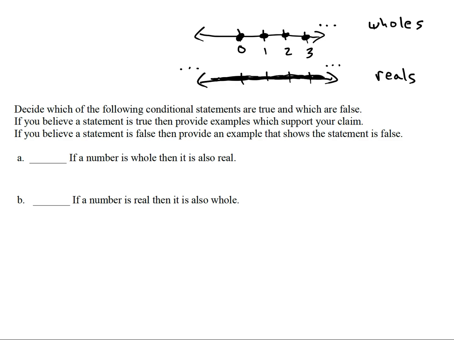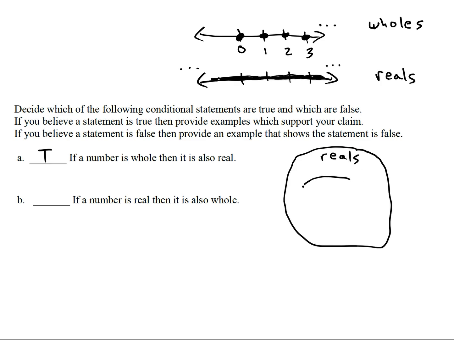Okay, so are there any whole numbers here that are not also found on the real number line? The answer is no. They're actually all going to be found on the real number line. This is actually a true conditional statement. Now, what's another way that we can see that this is a true conditional statement? Well, you could also draw a Venn diagram showing the reals and how that bubble actually contains the wholes.